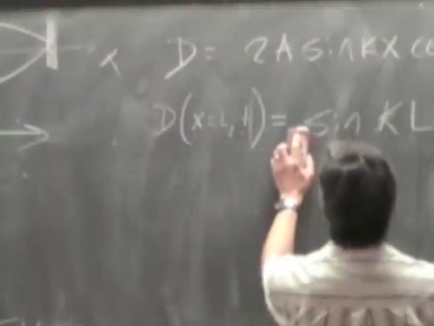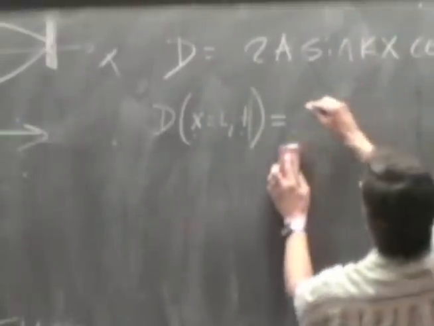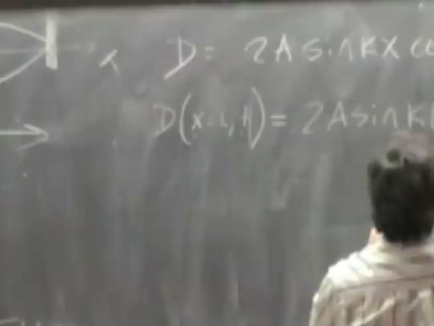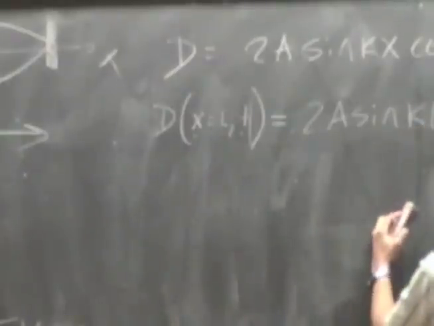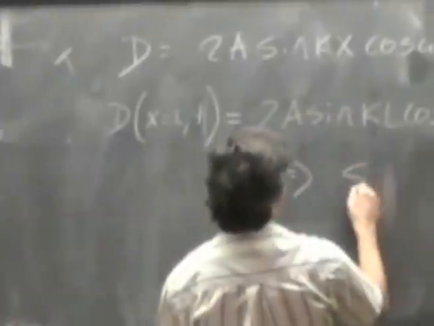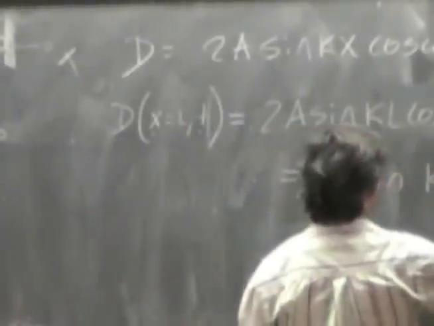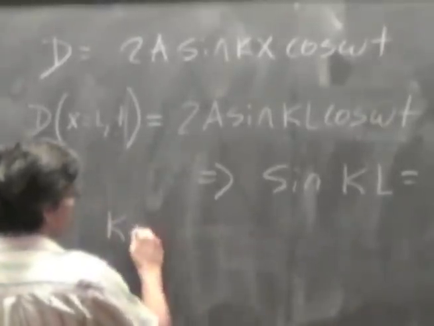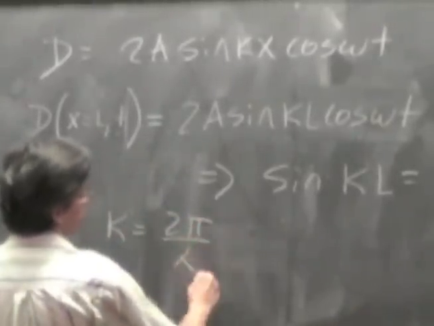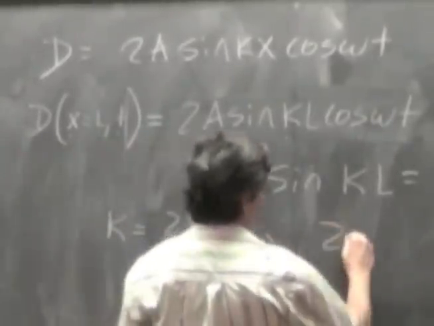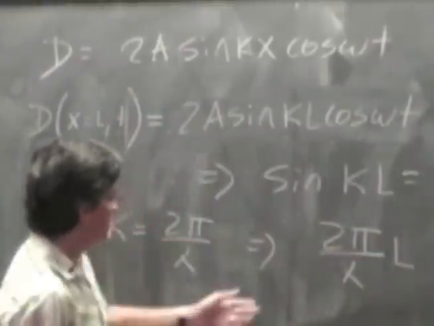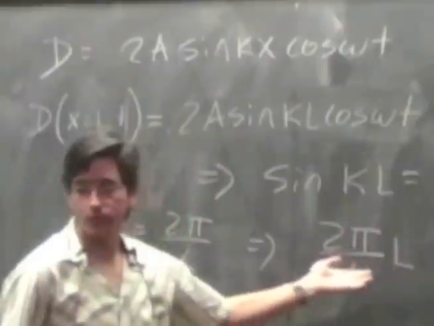Let me write this a little bit better. It's 2A sine kL cosine omega t. That should be equal to 0. Therefore, sine of kL equals 0. k is the wave number, and that's 2 pi over lambda. Therefore, 2 pi over lambda times L, the sine of this should be 0.